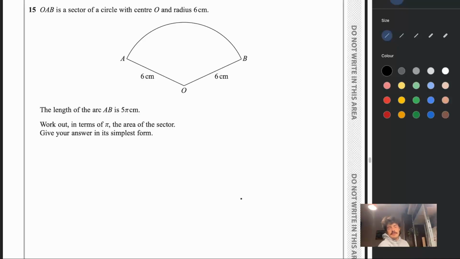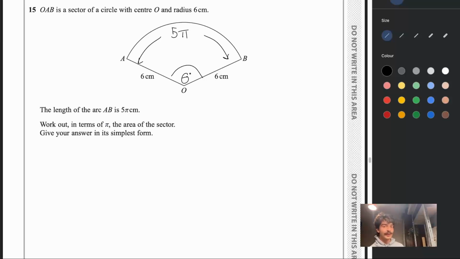Question 15. We have a sector of a circle, a pizza slice, and it has a radius of 6. The length of the arc of AB is 5 pi centimeters, and it says work out in terms of pi the area of the sector. Okay, so we're told that this arc length over here is 5 pi. An arc is a section of the circumference, right? Around here. Now, we don't know what value of theta we have here. We don't know what our angle was. Now, using a bit of maths trickery, we should be able to figure this out.